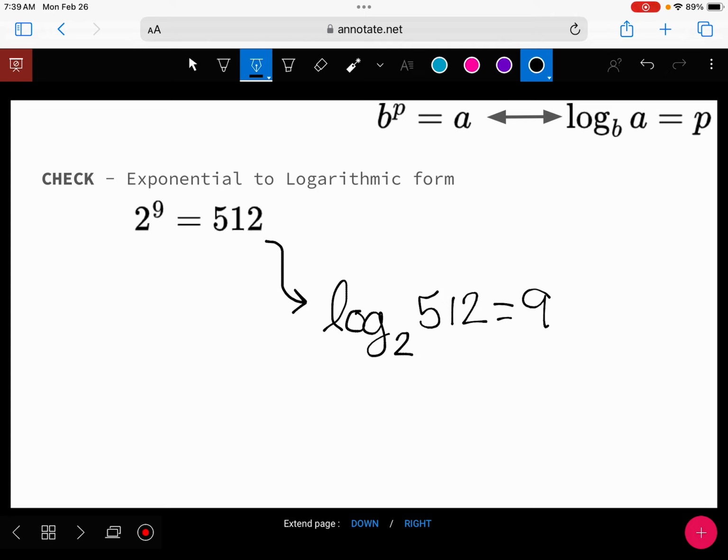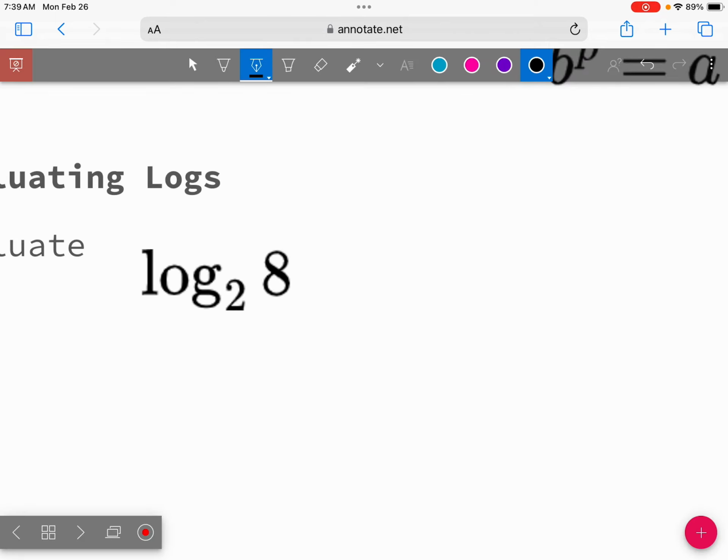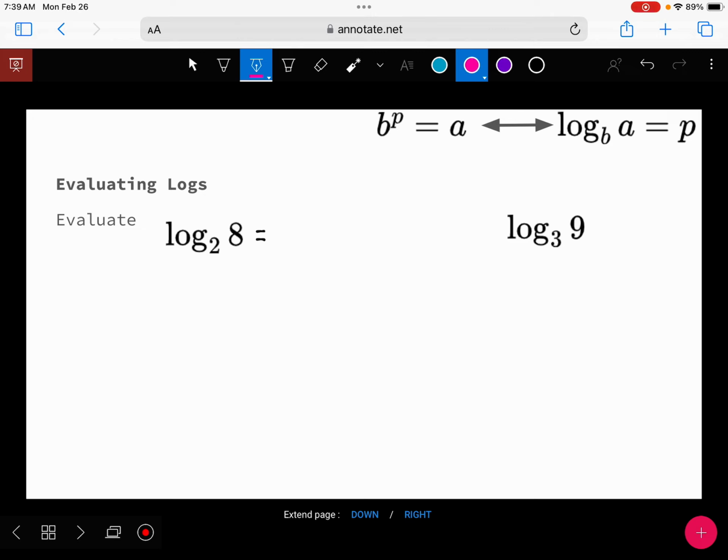So what we're going to do next, and this is the last piece for today, is we're going to use these to find an answer. Like we're going to find an answer for a thing. So if I tell you we have log base 2 of 8, I want to know what that equals. So I'm going to put a question mark here. I want to know what this is.